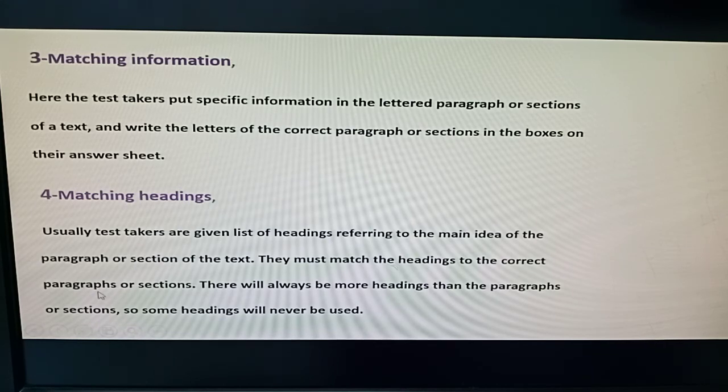So first of all, you read the headings, and you read the paragraph. If the heading matches this paragraph, you can write in the answer sheet, for example, paragraph A with heading number 2. Okay, matching headings and paragraphs. There will always be more headings than paragraphs. So if you have 5 paragraphs, there might be 6 headings. So some headings would never be used.